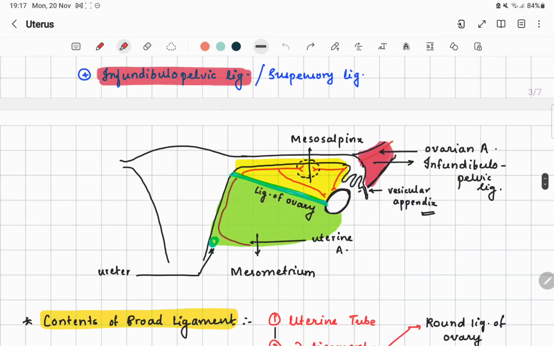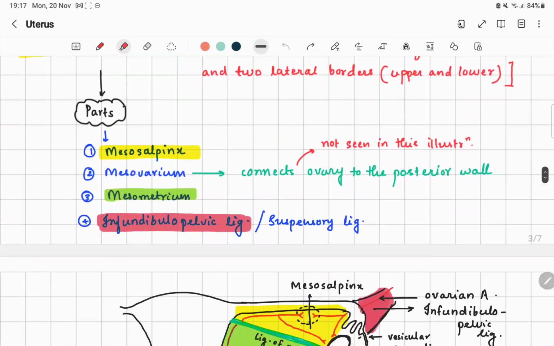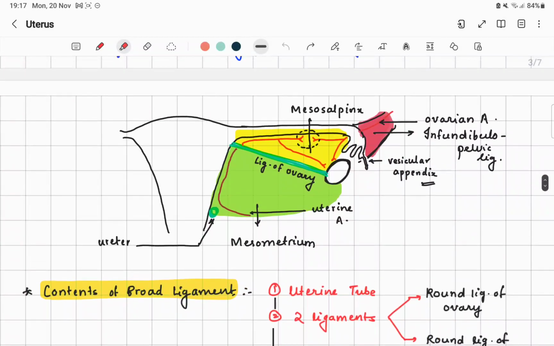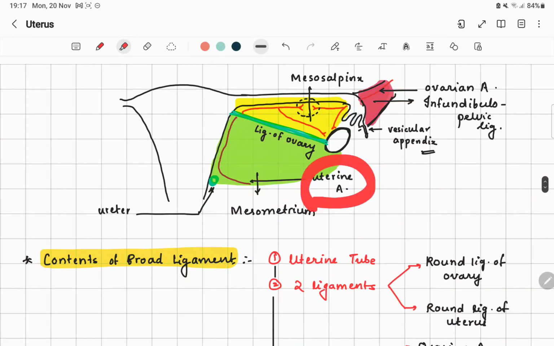What are the contents of the broad ligament? So in the broad ligament, we have these parts. You have the uterine artery here that is running in this manner, and it is anastomosing with the ovarian arteries. The ovarian artery divides and anastomoses with one part of it, the uterine artery.